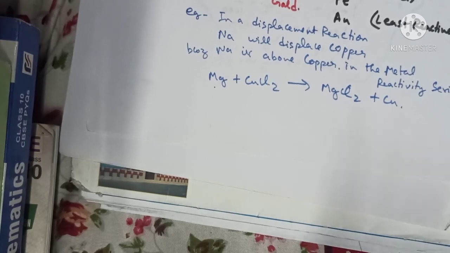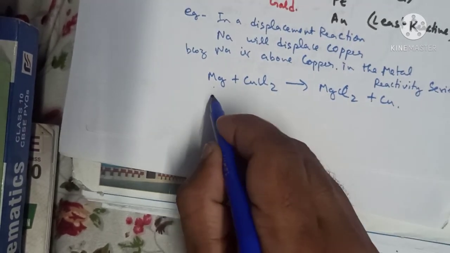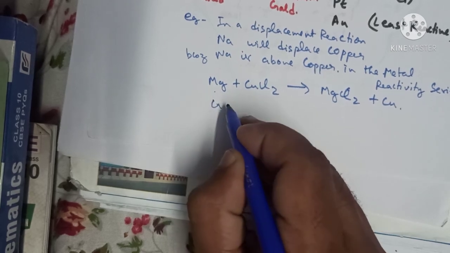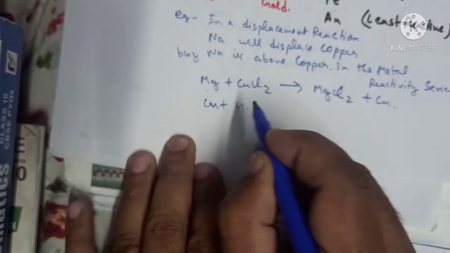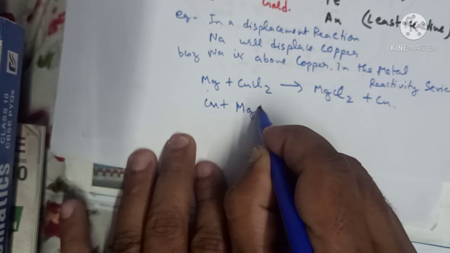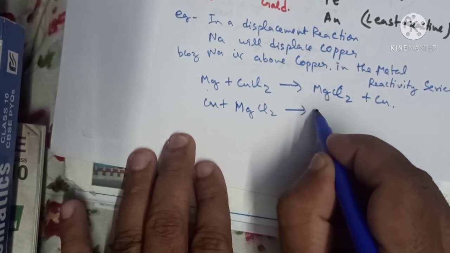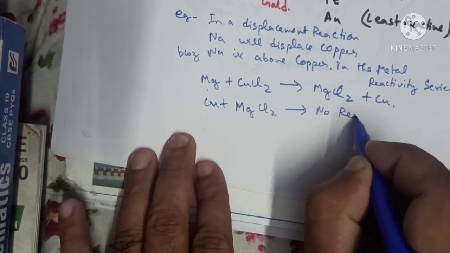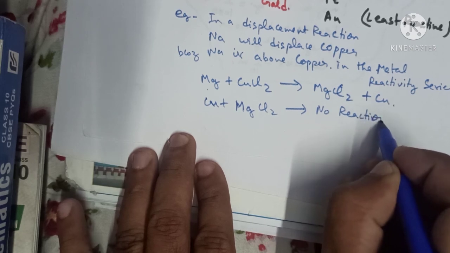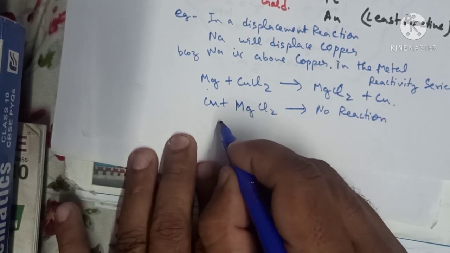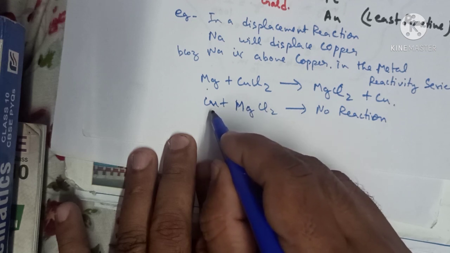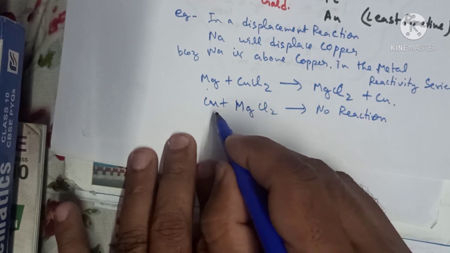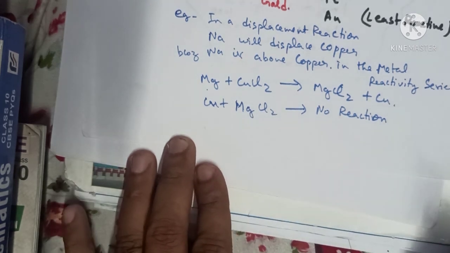But if we have the reaction of copper plus magnesium chloride, then we will have no reaction. Why? Because copper is below and magnesium is above it in the metal activity series. So copper is less reactive than magnesium, so copper cannot displace magnesium.